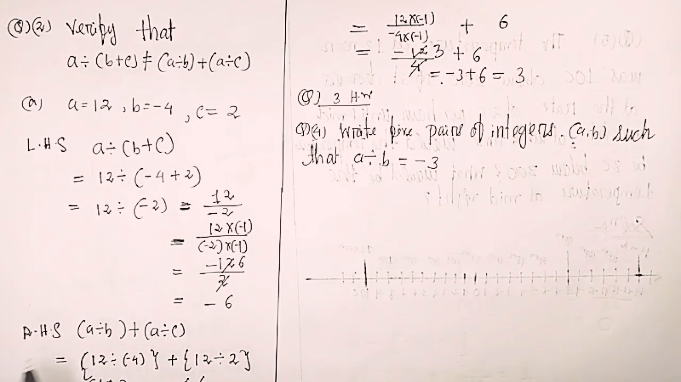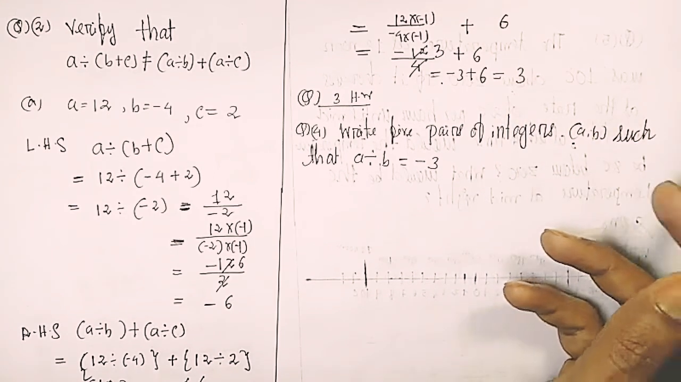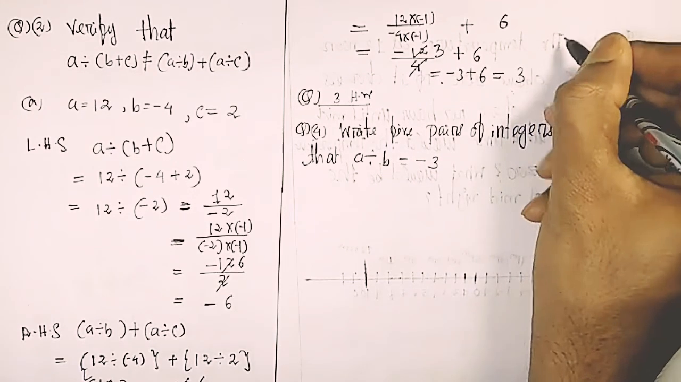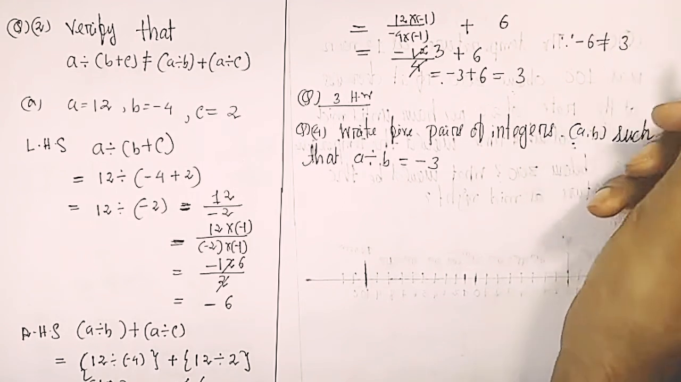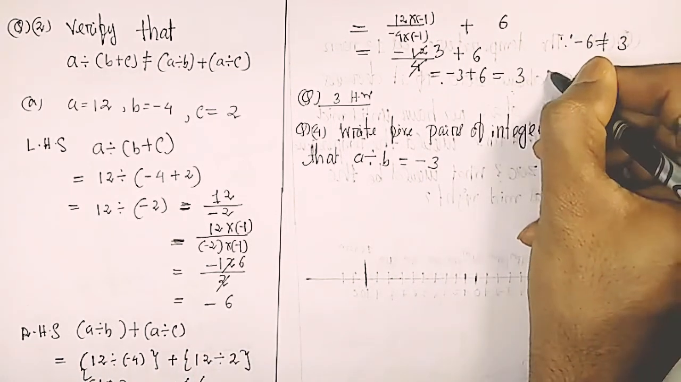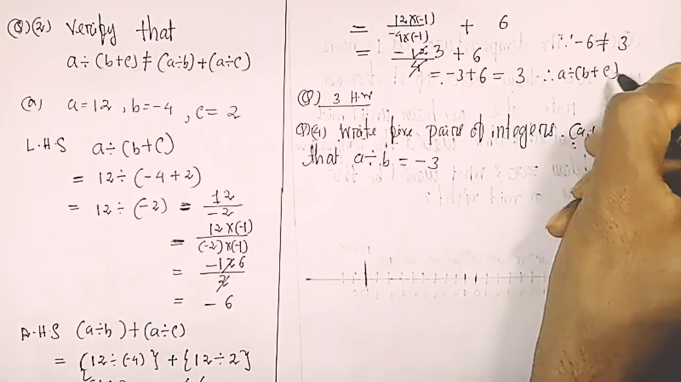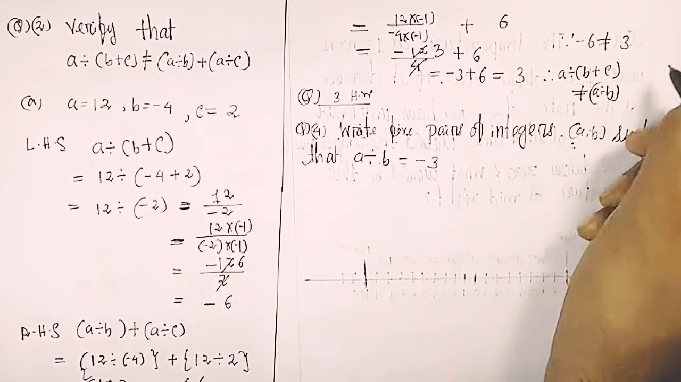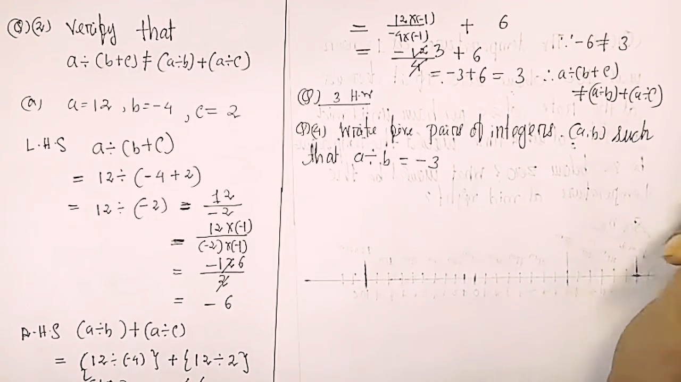So right hand side, after simplification we get 3, and left hand side it's minus 6. Since minus 6 is not equal to 3, these are not equal. It means, therefore, A divide B plus C is not equal to A divide B plus A divide C.